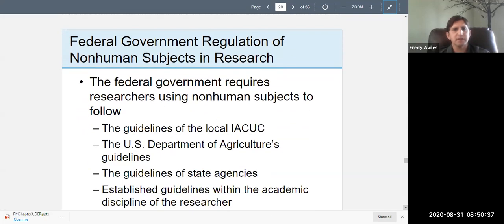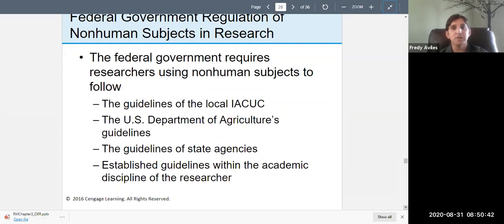Federal government regulation of non-human subjects in research. The federal government requires researchers using non-human subjects to follow the guidelines of their local institutional animal care and use committee. That's the IACUC, right? And that usually will have strict enough guidelines so that the other guidelines are also met at the same time. But also follow the U.S. Department of Agriculture guidelines. Keep in mind there are animals that are grown for consumption and slaughtered and things like that, and they have guidelines they have to follow too. And those guidelines are not as strict as you would follow as a researcher.